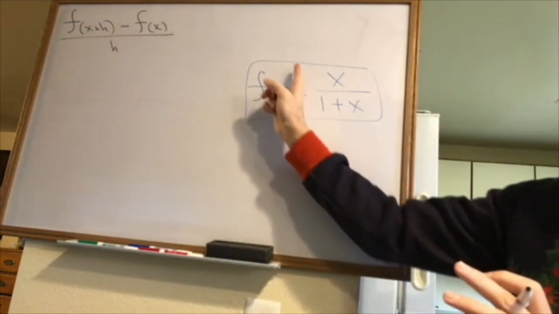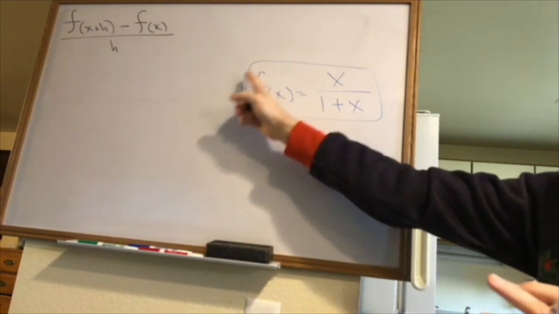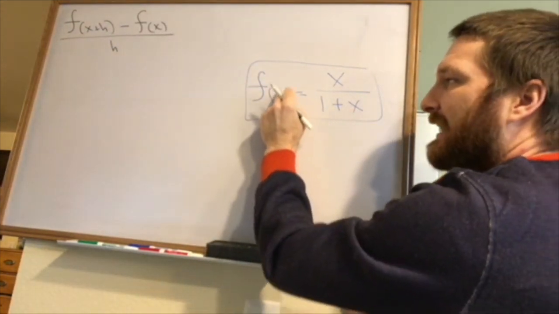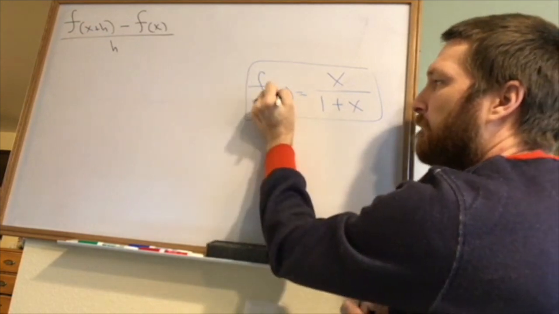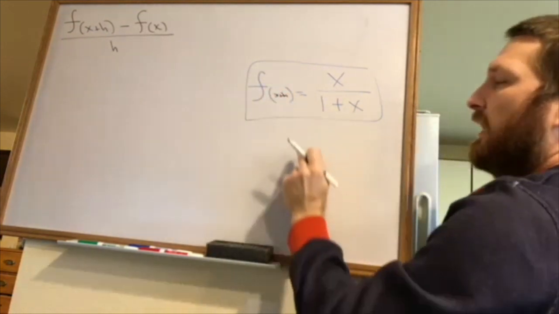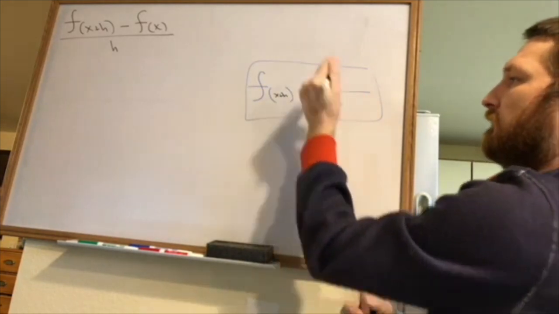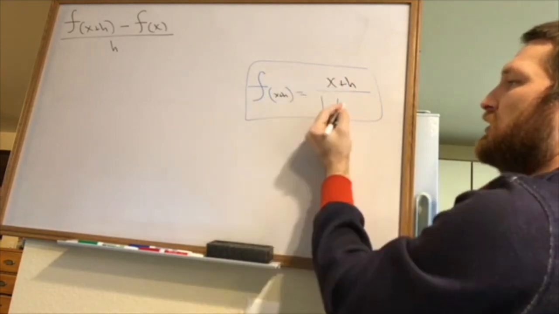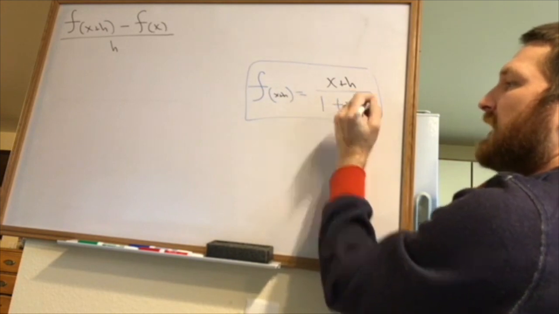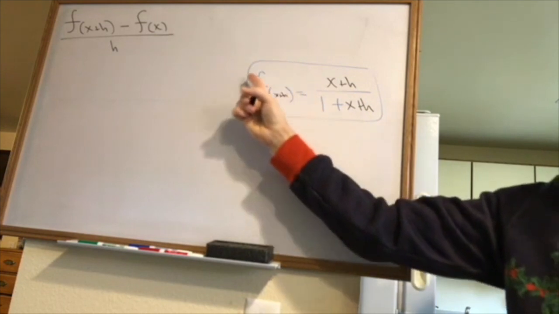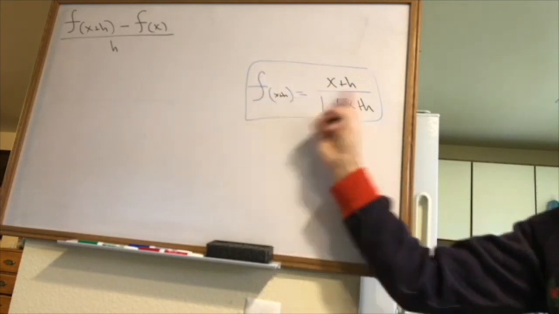I'm going to say f of x plus h is what I get when, instead of plugging an x in here, I plug in x plus h. And so whatever goes in here, I have to replace here and here. And in this case, it's x plus h. And in this case, it's x plus h. And so I'm going to replace this symbol. In other words, this is the output.